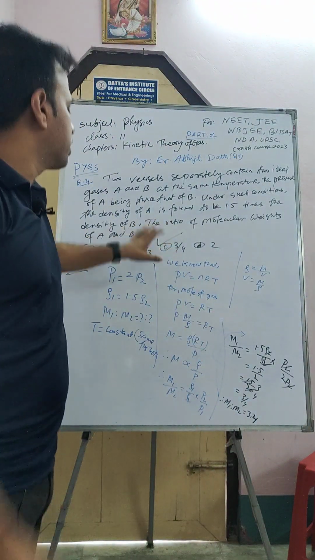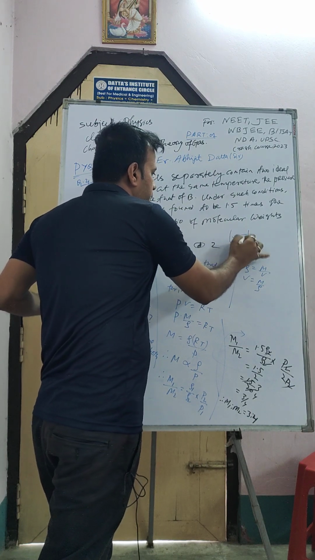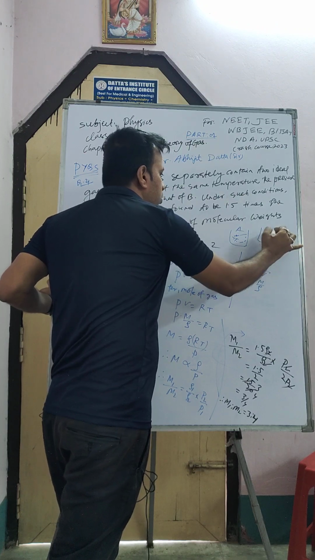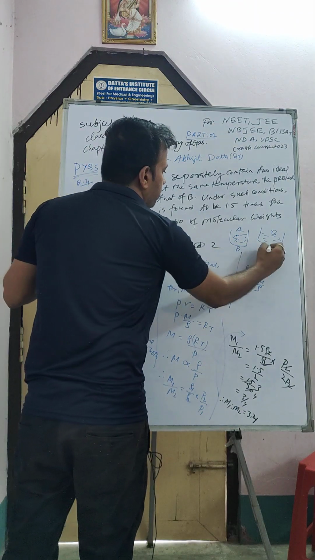So let me explain again. Suppose there are two vessels. This is one vessel containing gas A, and there is another vessel containing gas B. So the pressure of this one is P1 and the other is pressure P2.